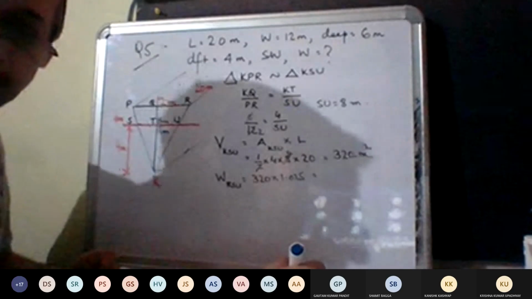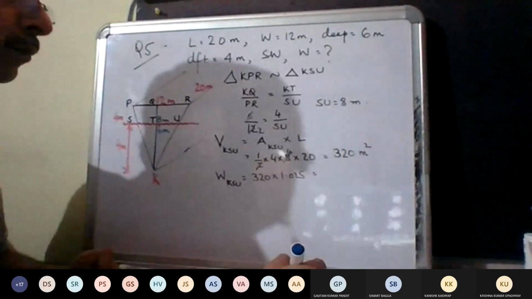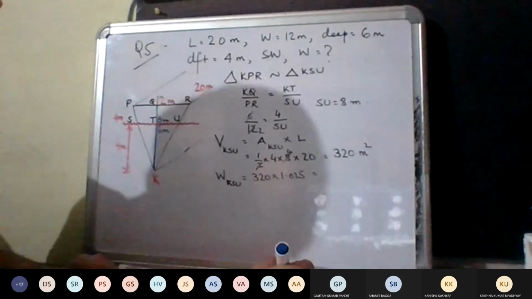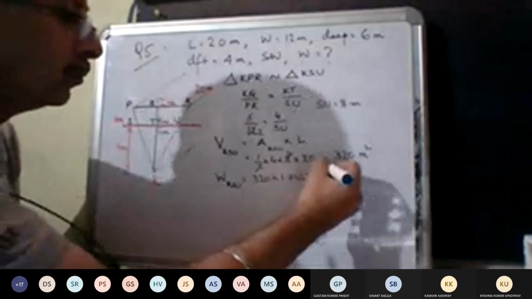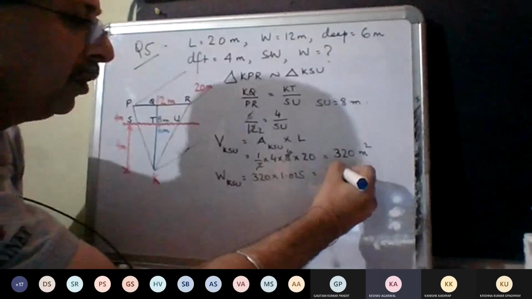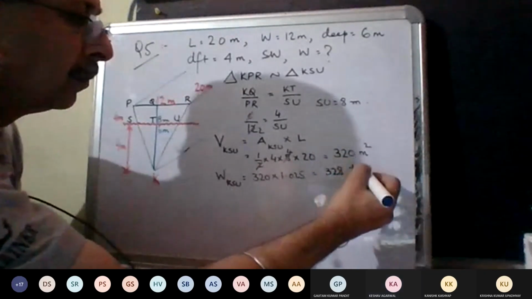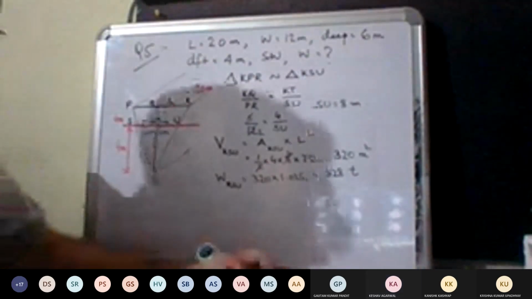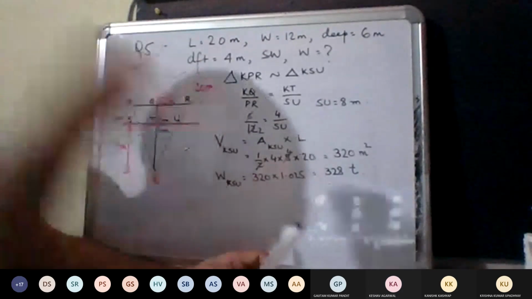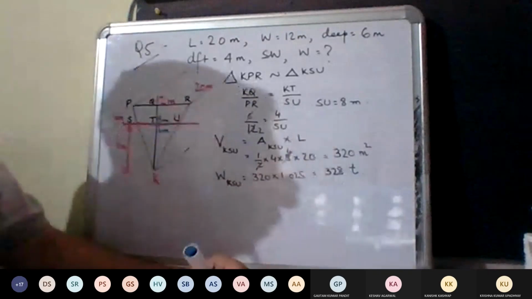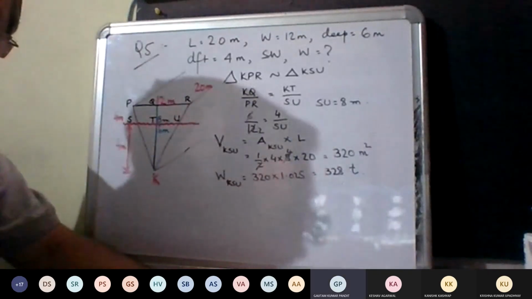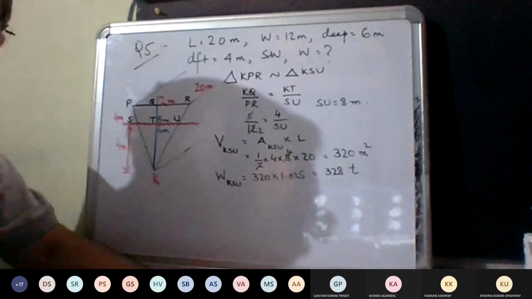कितना आता है? So 328. 328. Anything? That's it? Tons. Sir, so many tons. Is this okay with everybody? Yes, sir. Okay.